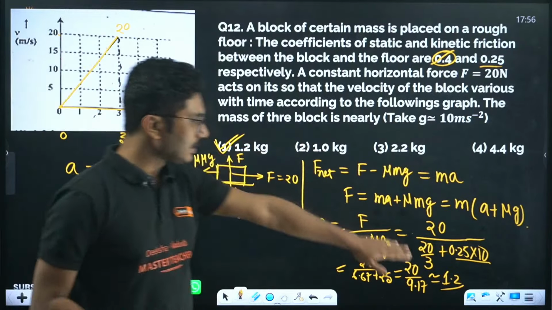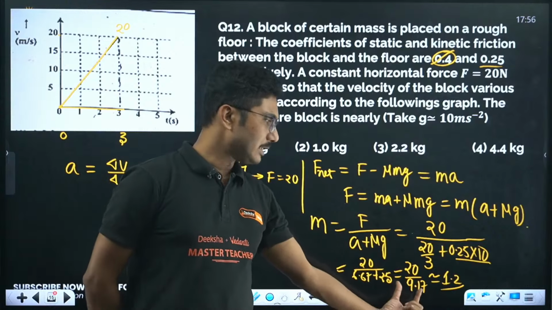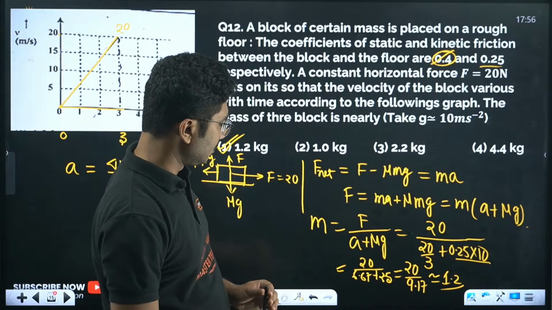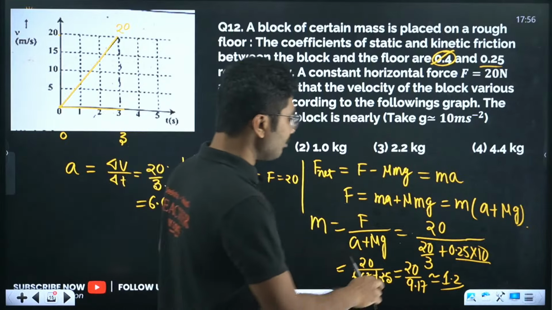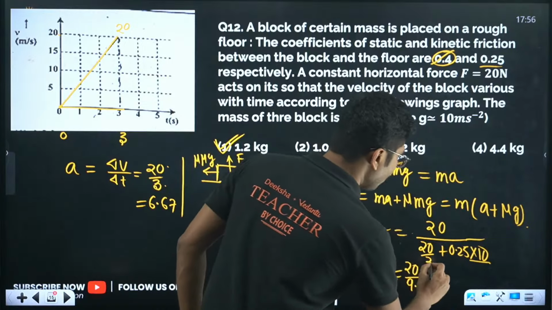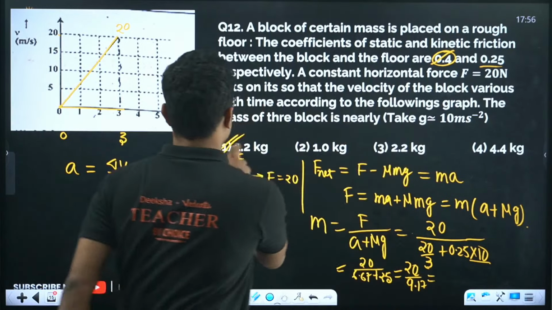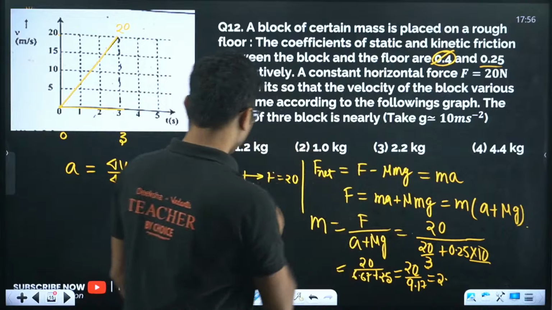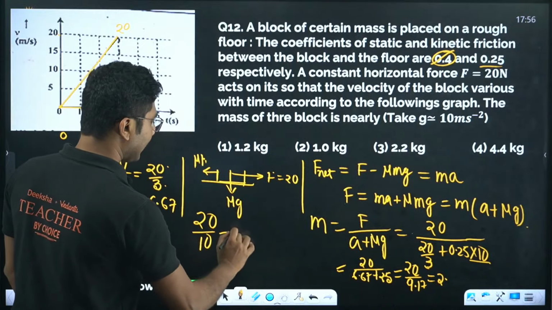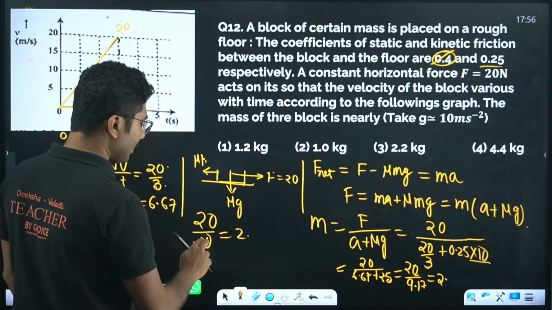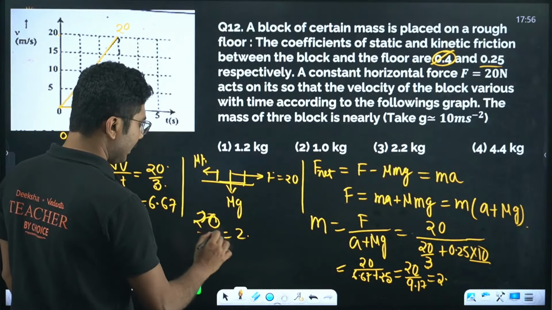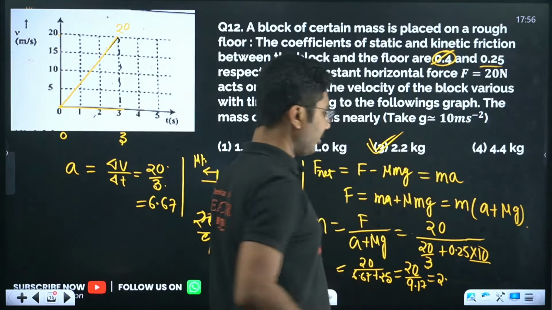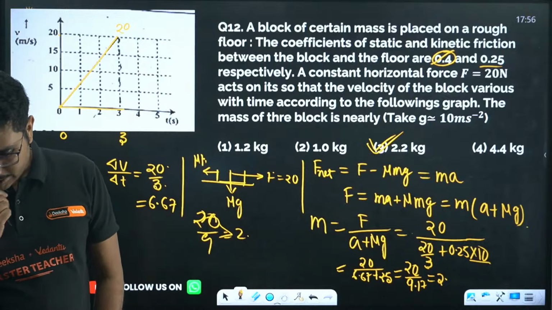Okay, not exactly 1 kg, because 1 kg means it has to be 10, but it is not 10. No, sorry. It will be slightly more than 2. Okay, not 1. It will be 2 point something. So 20 by 10 is 2, so 20 by 9 will be more than 2. So the answer will be 2.2 kg. Yes, option C is correct.